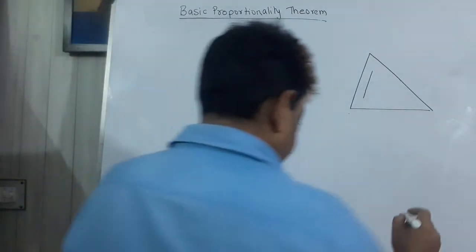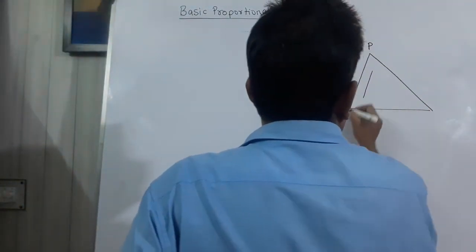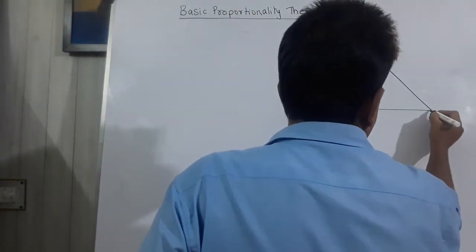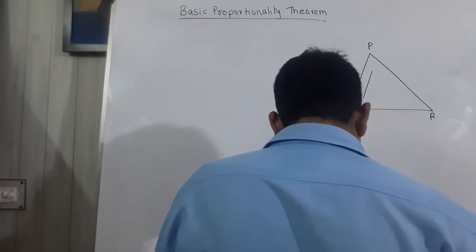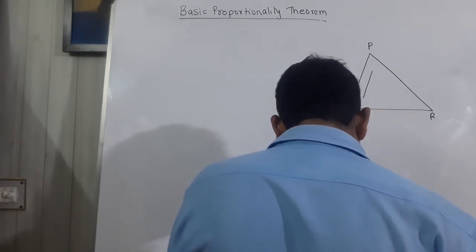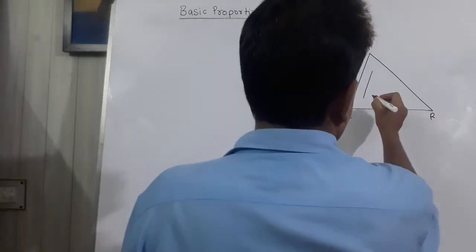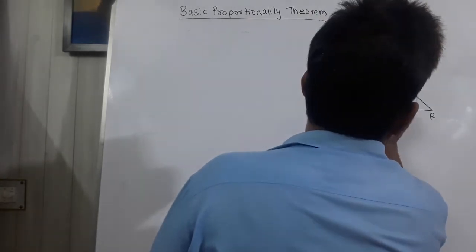The next question, PQR is a triangle and inside PQR there is another triangle. Just see the figure first, then I will explain it. What is the question?